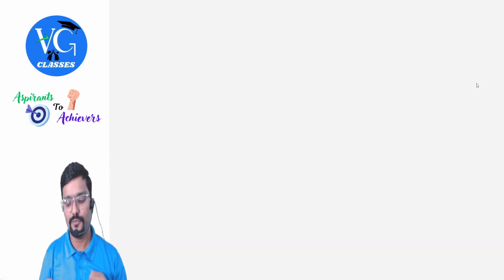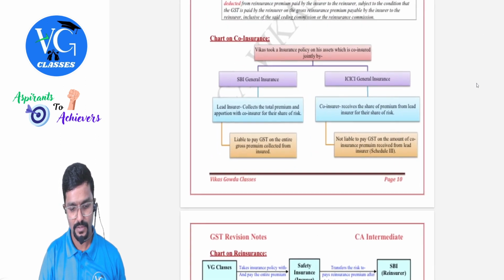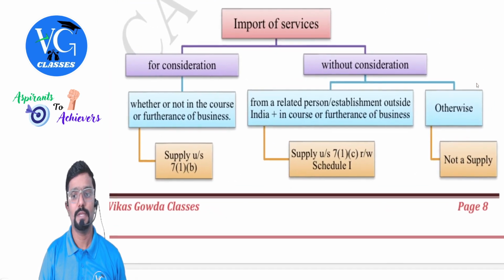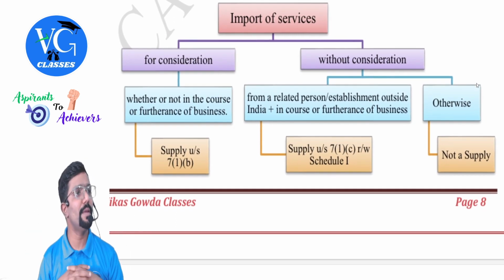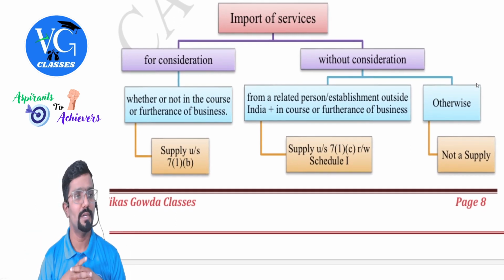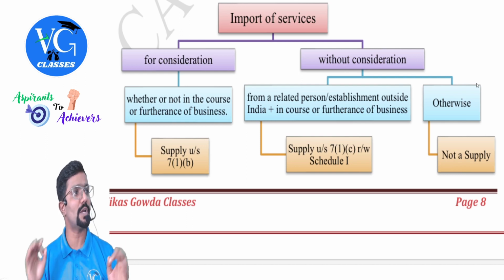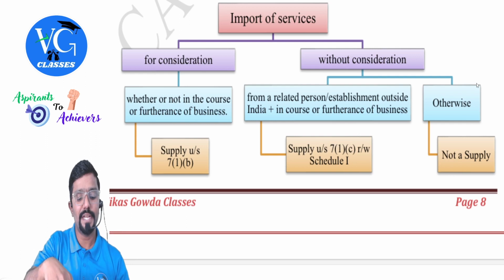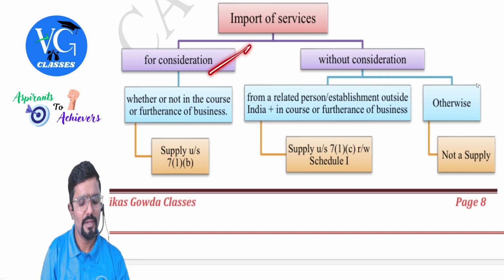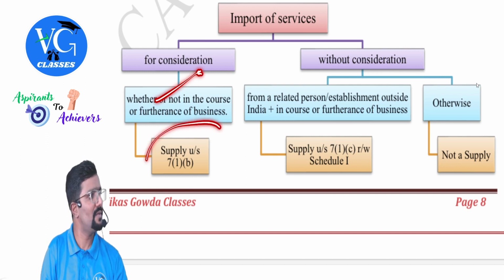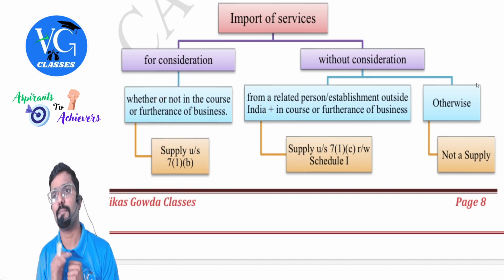Okay. I have made one chart for this. Yeah. Combining both the imports, I have explained when to apply which provision. So guys, whenever there is an import of services, first check whether consideration is there or not. If there is a consideration, which section should you apply straight away? 7(1)(b). So whether or not it is in the course or furtherance of business, it is always a supply.